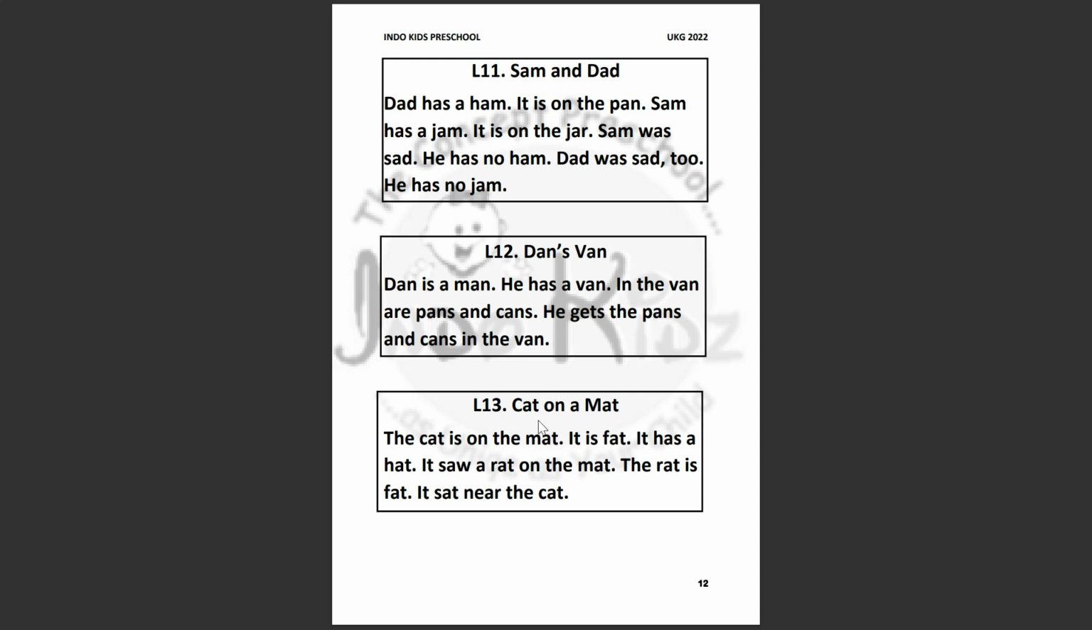Lesson number 13. Cat on a mat. The cat is on the mat. It is fat. It has a hat. It saw a rat on the mat. The rat is fat. It sat near the cat. It sat near the cat.